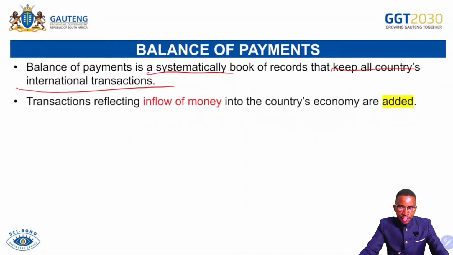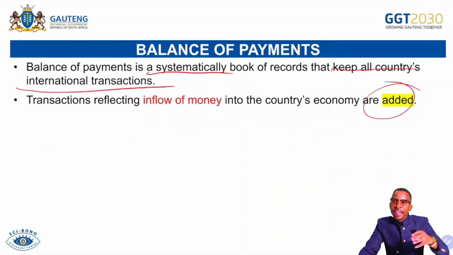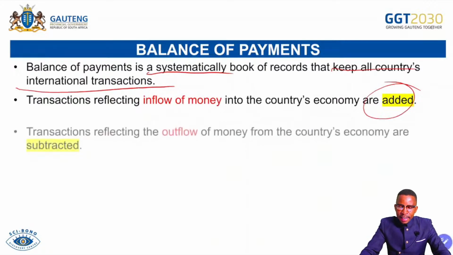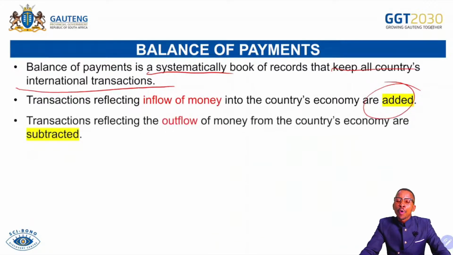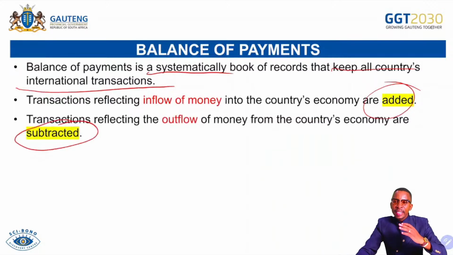Then we continue. Transactions reflecting inflow of money into the economy are added. So if any transaction indicates an inflow, it will be added. And then any transaction that indicates an outflow of the domestic currency should be subtracted because the money is going out. So take it as normal. Even if you are not doing accounting, you know that what you pay out must be subtracted. What you receive must be added. So negative and positive signs are very important for you to get accurate figures on the balance of payment.